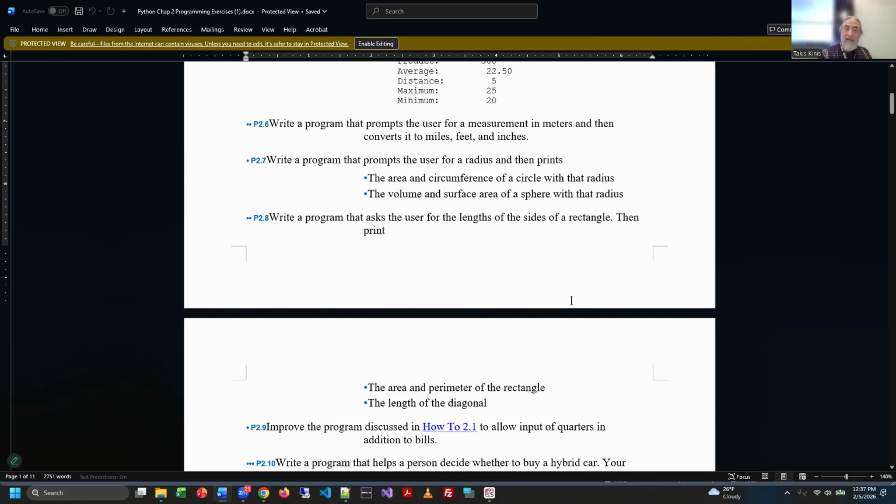Write a program that asks the user for the lengths of the sides of a rectangle and then print the area and the perimeter of the rectangle and the length of the diagonal. Now, this sounds a little bit familiar, right? Because we did the diagonal calculation, so we can borrow that math again. So let's do that.